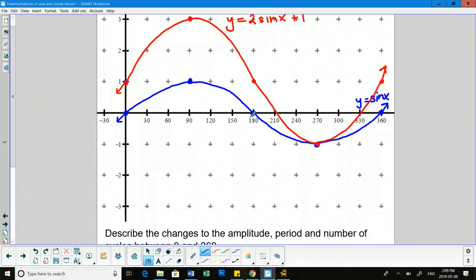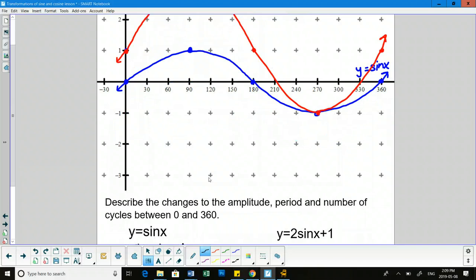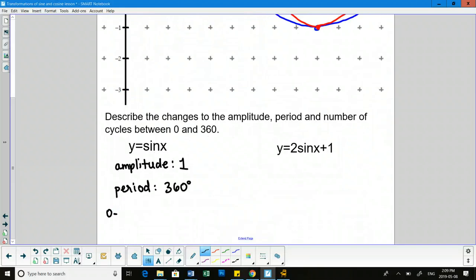We can measure a cycle when we're talking about sine and cosine as one full mountain and one full valley. We could measure it from a max to a max. It just depends what points we have. But we can see here there's one full mountain and one full valley, and the pattern doesn't start repeating at all. So this is one full cycle of sine right here. So between 0 and 360, one cycle fits.